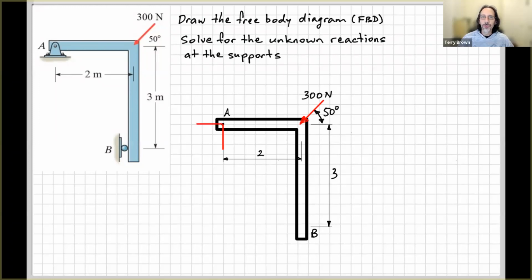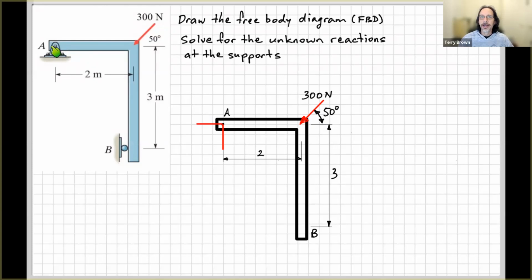We've got a force of 300 newtons applied at that right-hand corner over here at an angle of 50 degrees to the horizontal. And I've already started with the solution here. So at A, what have we got? We've got a pin connection.